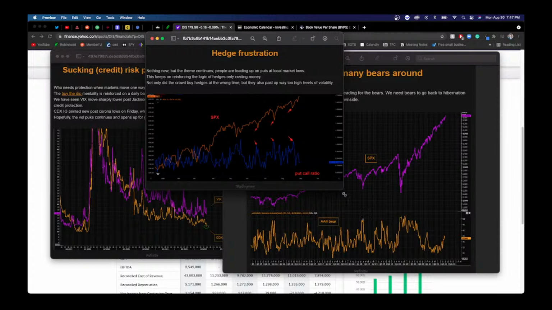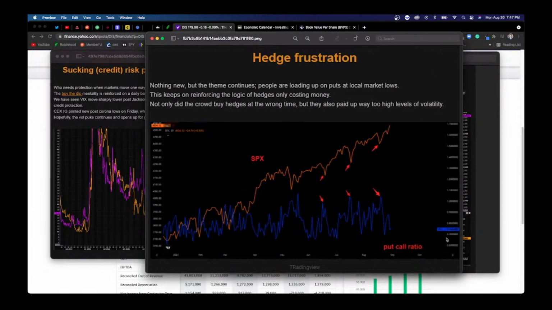And then hedge frustration. So the put to call ratio, this is actually fairly interesting too. This is something that SIG talks about all the time with gamma exposure, meaning if there's too many calls bought, then brokers, mutual funds, hedge funds, etc., market makers have to buy more shares to drive the share price up to stay gamma neutral on their position. So nothing new, but the theme continues.